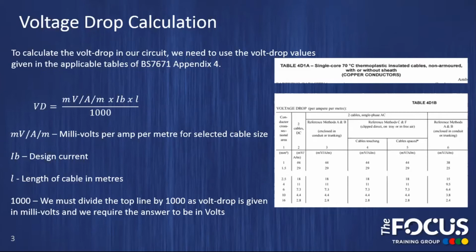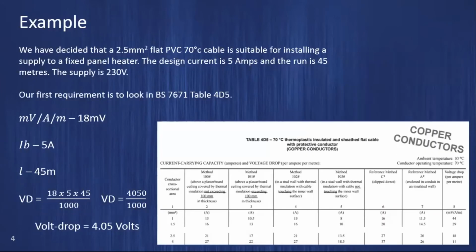We then need to divide this top line by 1000, as our volt drop values from the relevant tables are given in millivolts, and we require our final answer for voltage drop to be in volts. So let's have a look at an example.